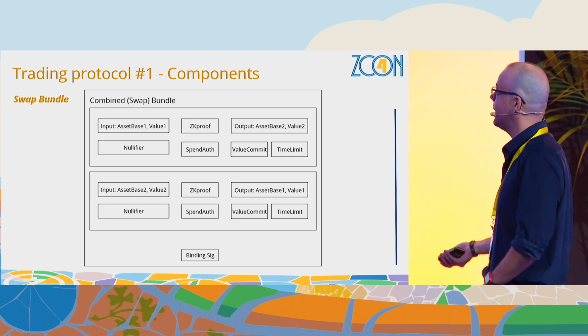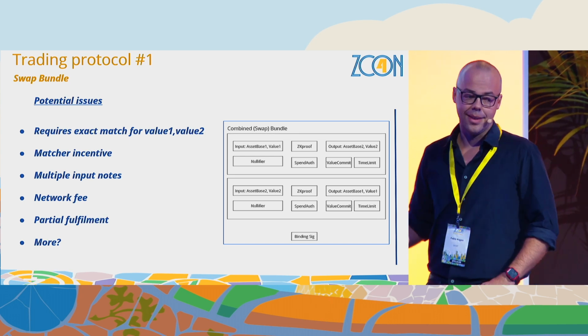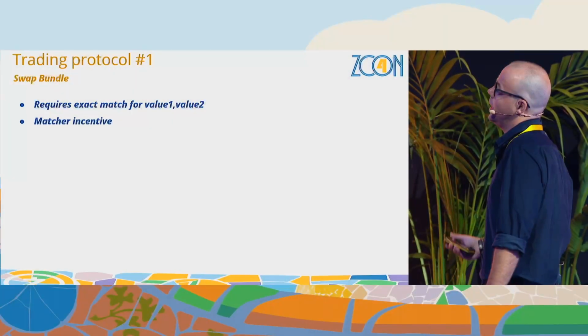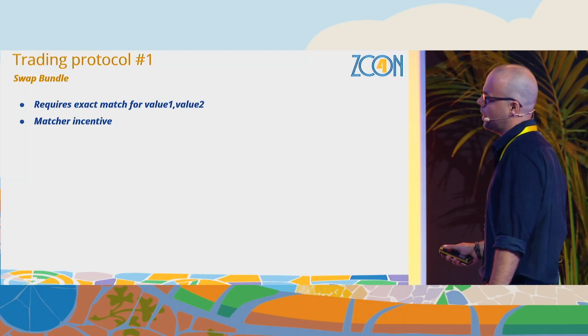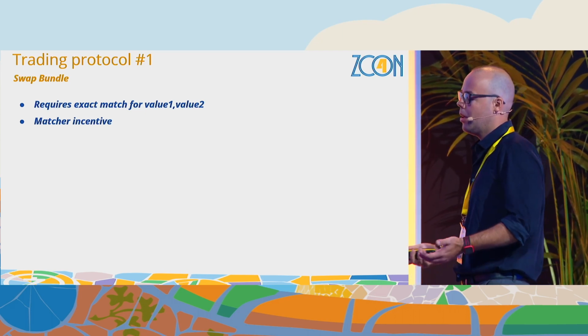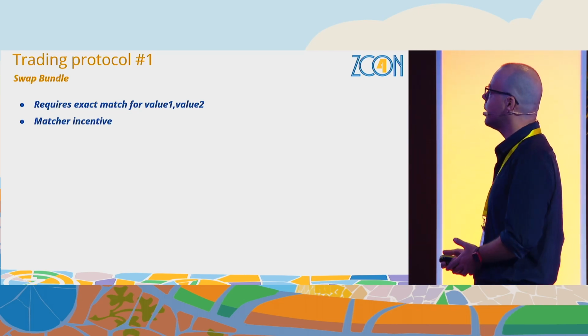Okay, let's see some potential issues with this. There are plenty of potential issues, plenty of edge cases. Let's try to tackle them one by one to see exactly what is the complexity here. So the first thing that we want to tackle is that we require an exact match for value 1, value 2. And the second thing that we want to tackle is what is the role of the matcher here? How is the matcher being incentivized? Is it getting paid, or how?